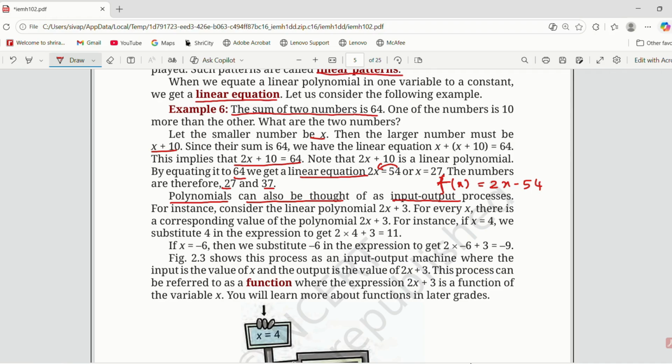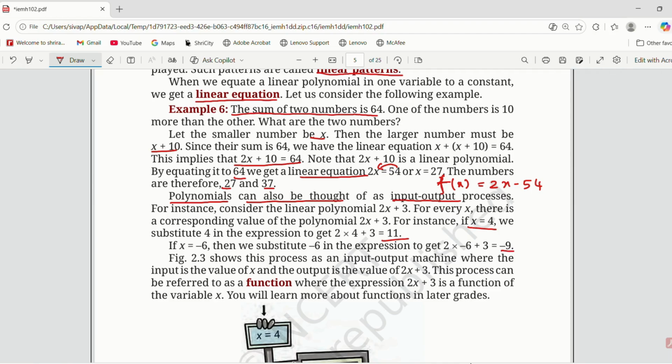Suppose you are giving the x value as 1, 2 ones are 2, 2 minus 54 is minus 52. If you are giving x as 10, 2 tens are 20, 20 minus 54 is minus 34. For instance, consider the polynomial 2x plus 3. There is a corresponding value of the polynomial 2x plus 3 for each x. Suppose you substitute x equal to 4: 2 into 4 is 8, 8 plus 3 is 11. For x equal to minus 6, 2 into minus 6 is minus 12, minus 12 plus 3 is minus 9.